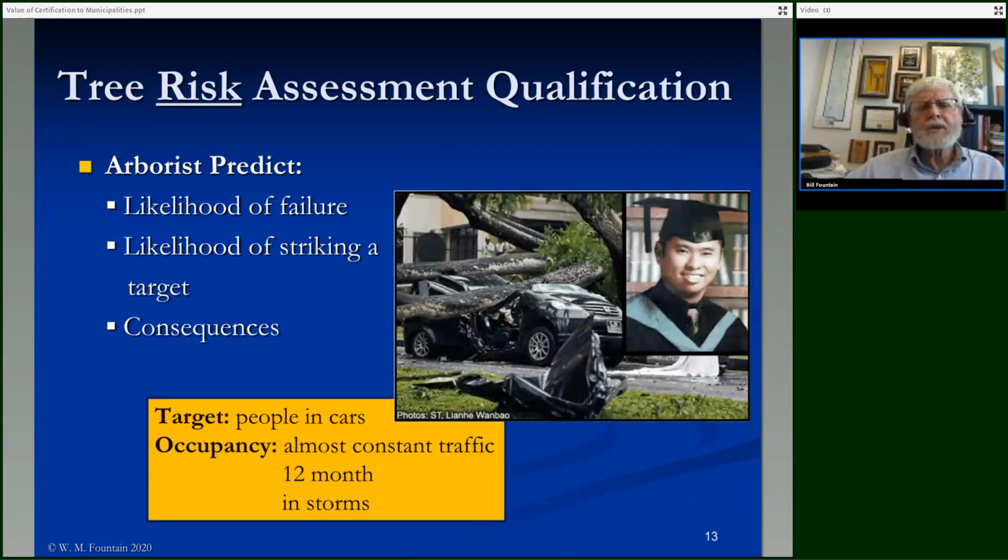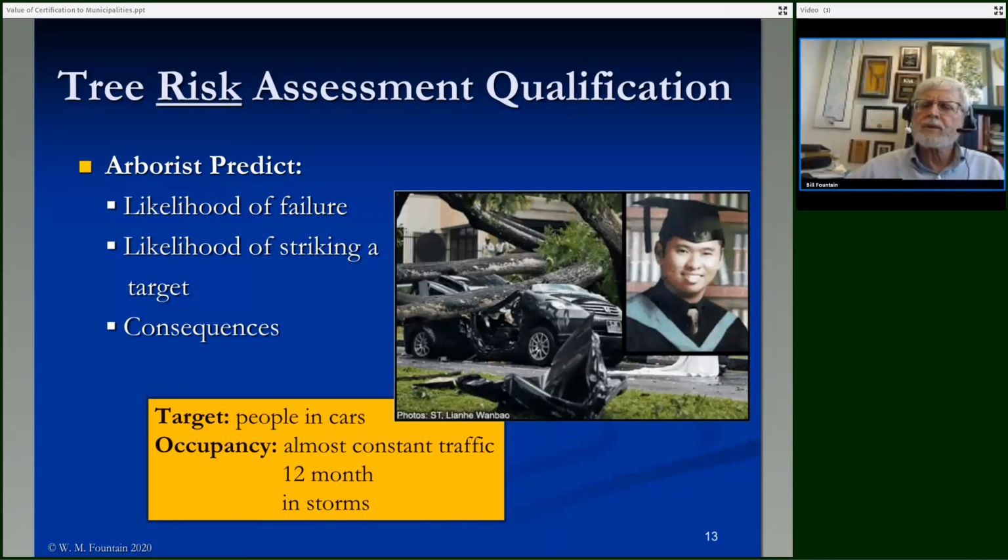Now, occupancy rate is one of the things that we most oftentimes fail in, or we oftentimes come up short in our prediction. As arborists, we overestimate the occupancy rate of an individual being in that place at that time. And that is personal experience with watching a lot of students, hundreds of students, go through TRAQ courses that I have worked with. So again, arborists predict the likelihood of failure, the likelihood that it would strike the target, and the consequences.